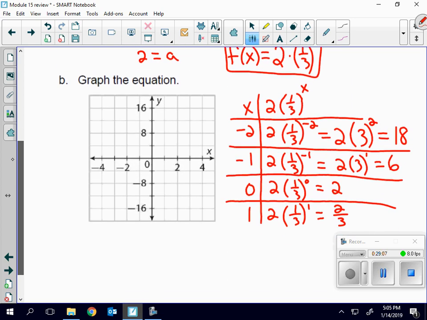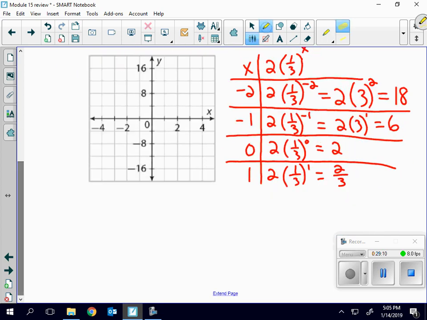And let's sketch a graph. So I'm going to use my ordered pairs here. All right. So -2, 18. Let's see, -2 on the x-axis and 18 on the y would be way up here. -1, 6. Well, if that's 4, then 6 is somewhere about there. 0, 2, somewhere around there. And it's going to keep getting smaller, closer and closer to 0.